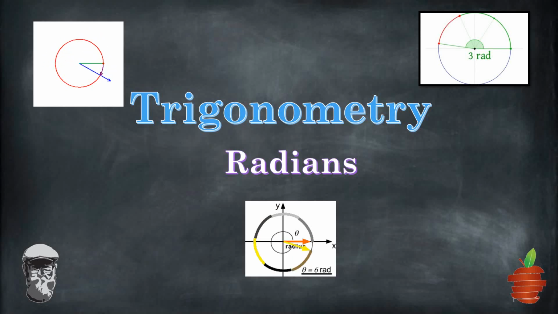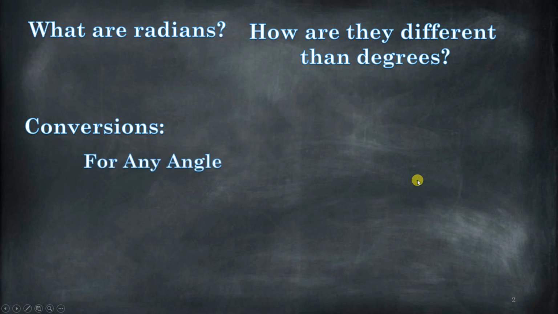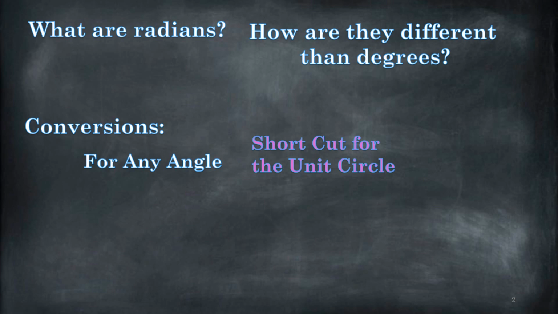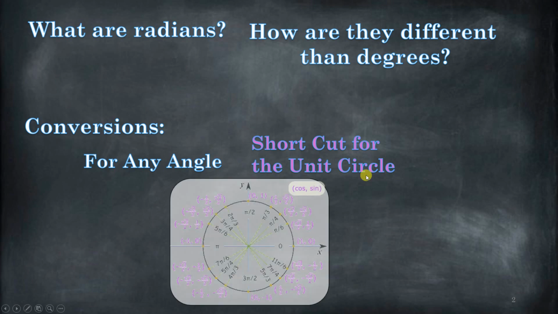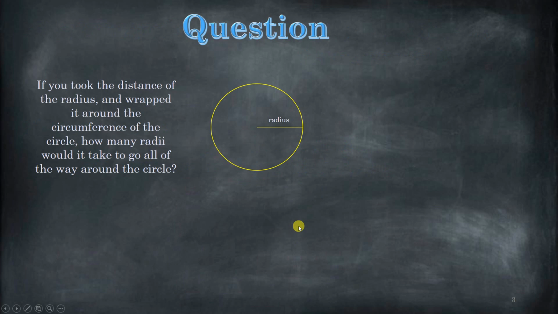Hey, in this video, we're going to be talking about radians. By the time you're done, you should know what radians are. You should know how they're different from degrees. You should know how to convert between degrees and radians, radians and degrees for any angle, and perhaps most usefully, you should come away with an excellent understanding of how to get all of these angles written in radians without having to memorize it. So you're going to really understand it. That way you can just spit it out just like you know your multiplication tables. So let's get into it.